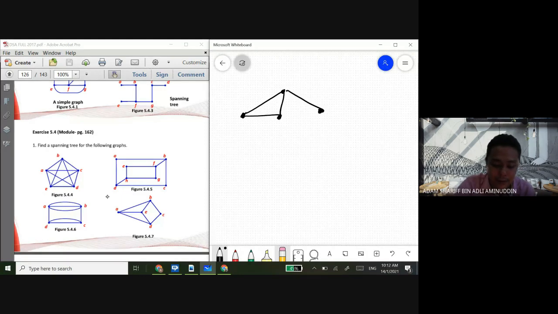A. This one. Okay, this is not a tree basically. This is still a graph. This is not a tree because it contains circuit. Banyak circuit kat dalam ni. 5.4.7 ni.